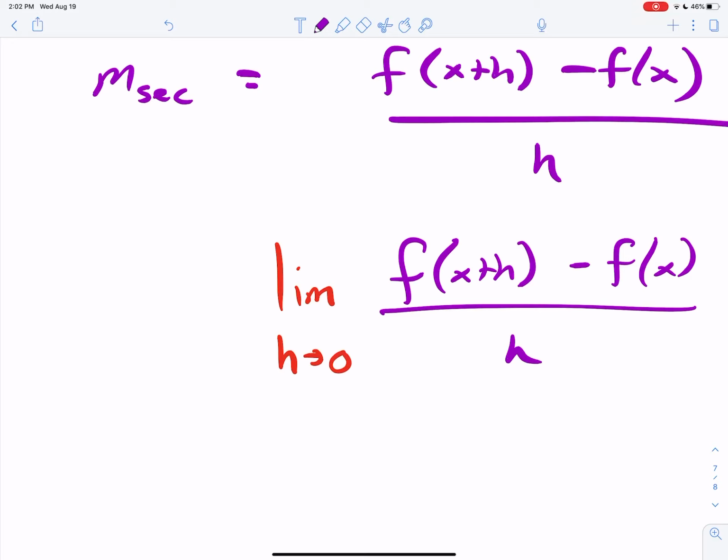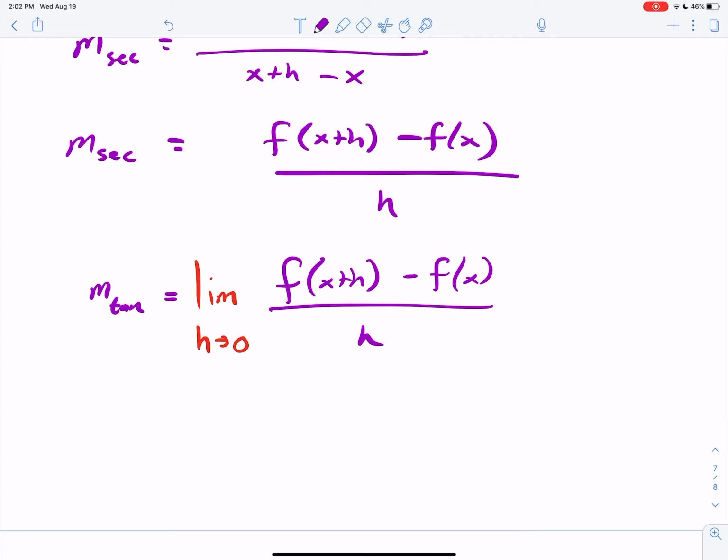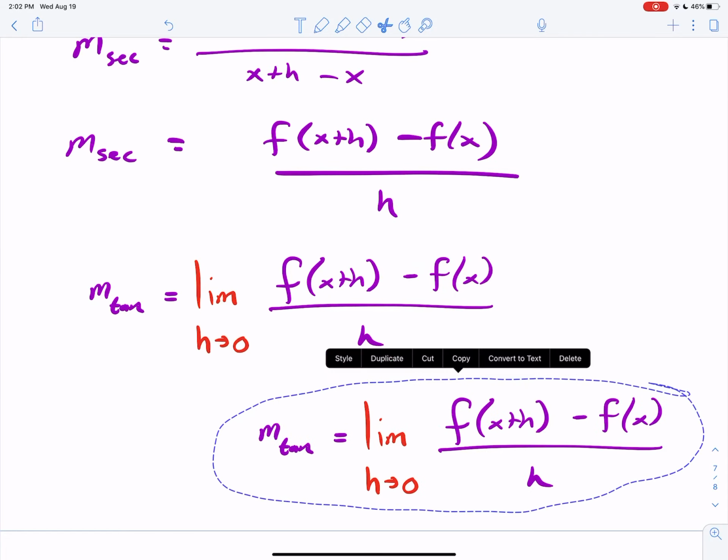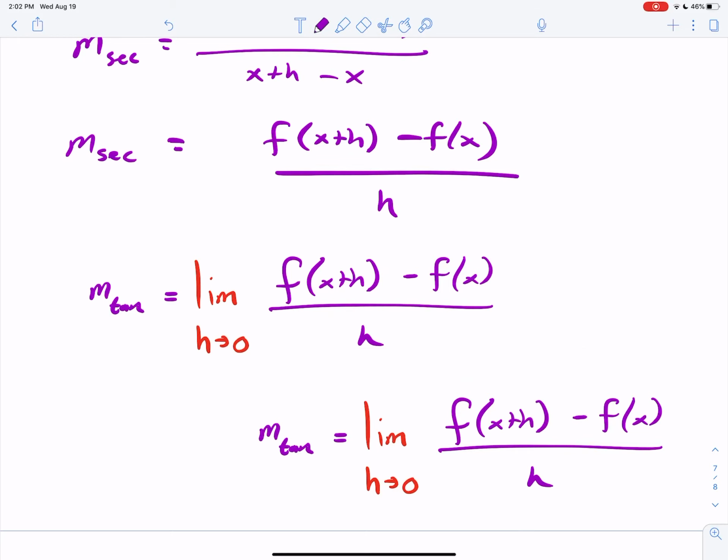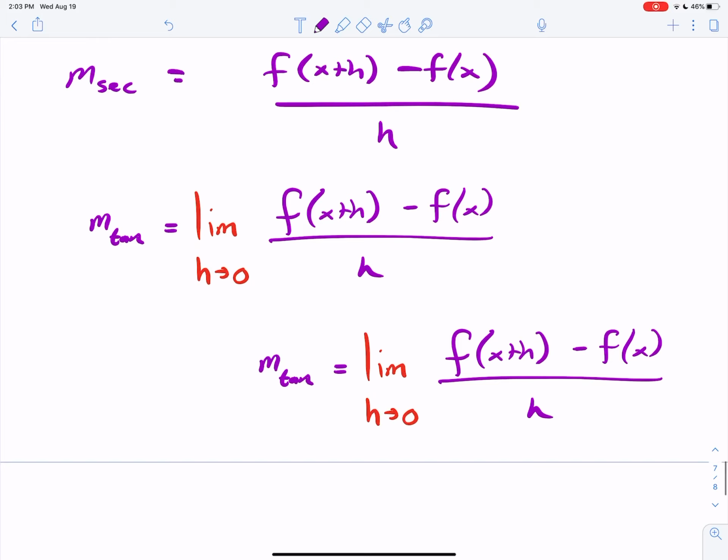I'm hoping you guys would have said when h goes to 0, that means that these 2 points are getting closer and closer and closer to each other to the point where they overlap. And when they overlap, they create a different line. We call that a tangent. So this is the slope of a tangent line. Now this right here, you guys, is so important to calculus that they gave it a special name. So important that it's actually our next big idea. Big idea number 2. They call this a derivative.